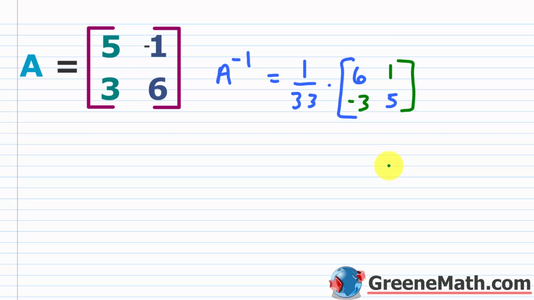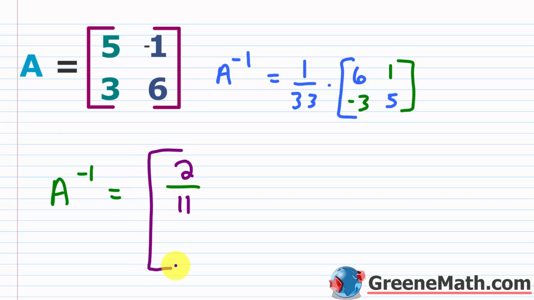So if I did, let me kind of do this down here, I'll continue. And I need a bigger bracket. So 1 over 33 times 6 would be 6 over 33. Of course, each is going to be divisible by 3 there. 6 divided by 3 is going to give me 2. And 33 divided by 3 is going to give me 11. So that's my first entry.